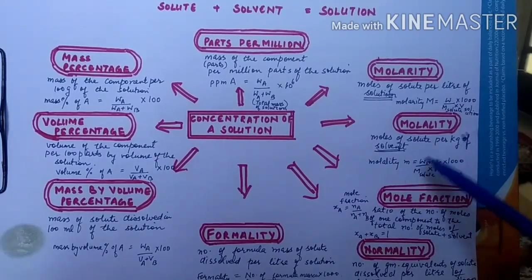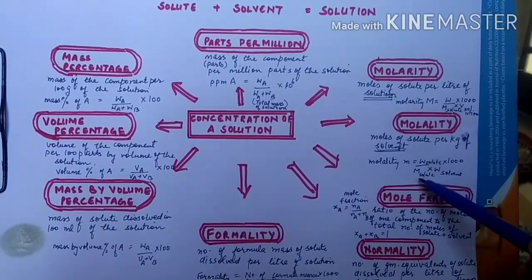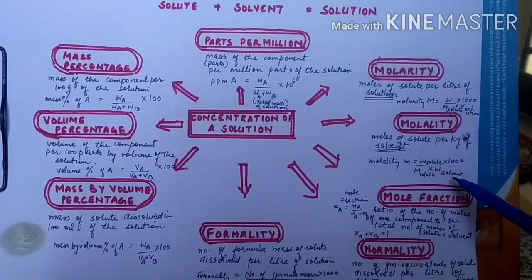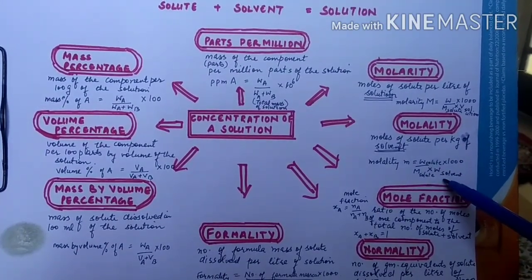So formula will be number of moles, weight of solute upon molar mass into 1000 upon weight of solvent in grams.